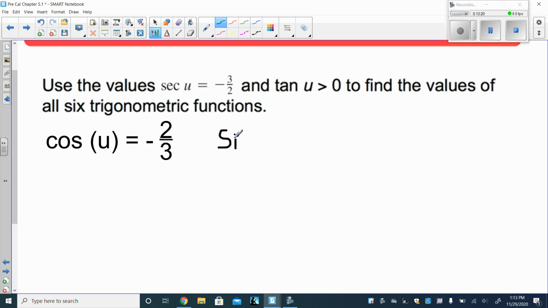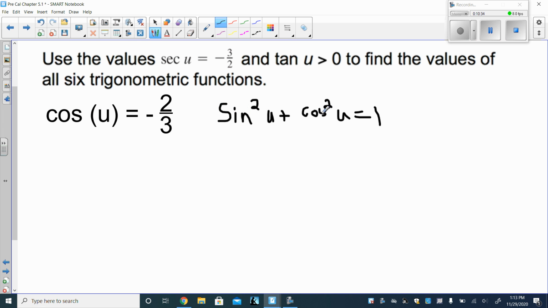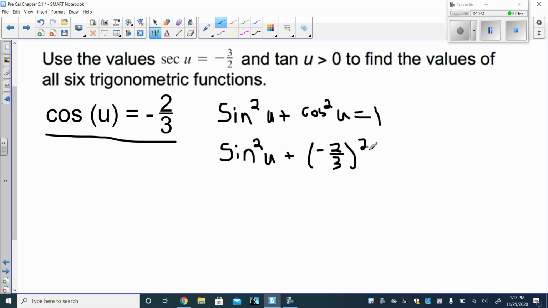So I'm going to use the fact that sine squared of u plus cosine squared of u is equal to 1. So I'm going to just use the basic fundamental theorem, this one here, the Pythagorean theorem. Now what we know is that cosine of u is equal to negative 2/3. So I'm going to plug that in for cosine. And what that'll give us is plus negative 2/3 squared, because again, it's cosine squared. Well, if cosine is negative 2/3, cosine squared would be negative 2/3 squared.